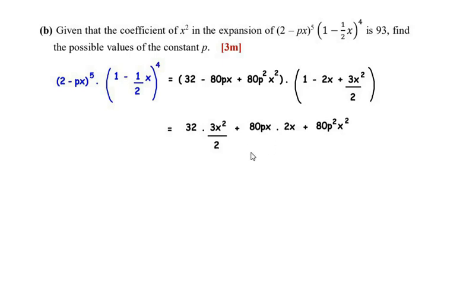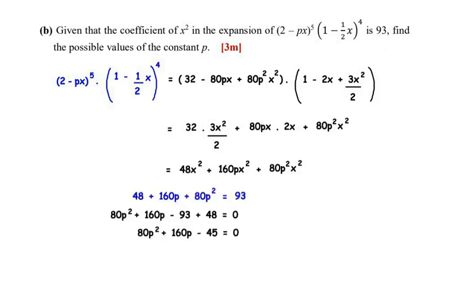Now let us simplify this further. So in the first term, 32 times 3 divided by 2 gives us 48x square, plus 80 times 2 is 160 times p times x square, plus 80p square x square. So you can see all the coefficients have x square term in them. Now once we have got this, it is given that the coefficient of x square is 93. So we have to take the coefficient of x square from this expression and equate it equal to 93, giving us 48 plus 160p plus 80p square. These are all the coefficients of x square, equated equal to the coefficient of x square given, that is 93.